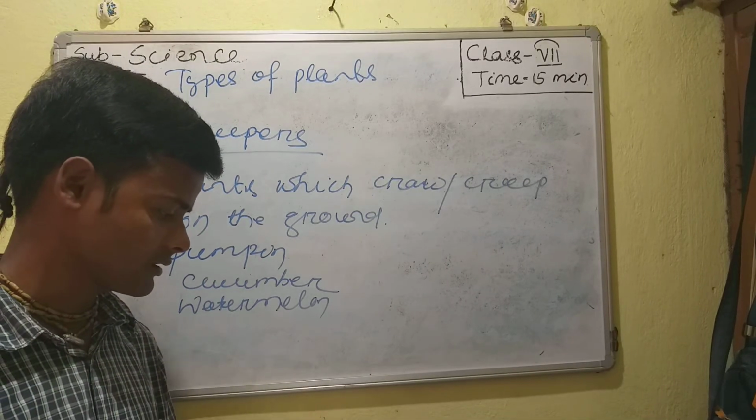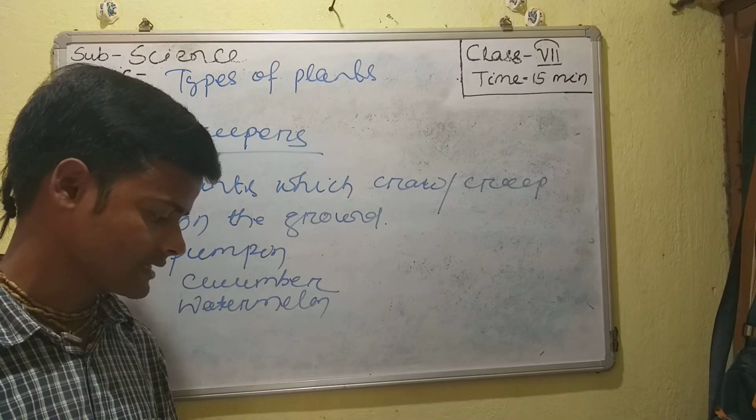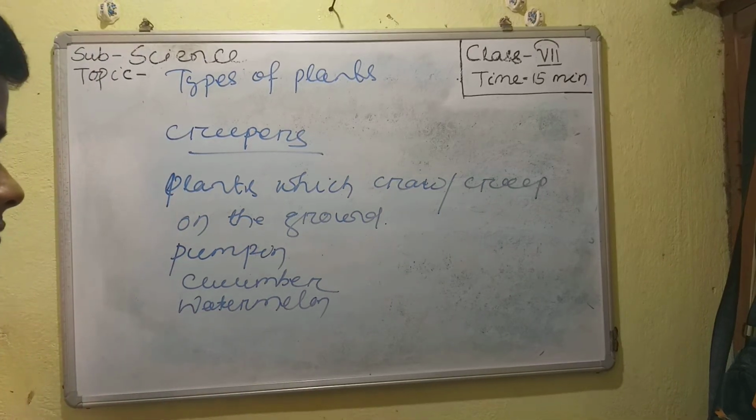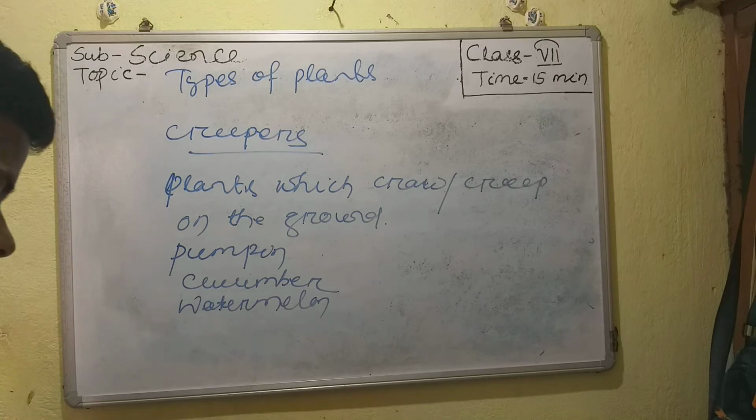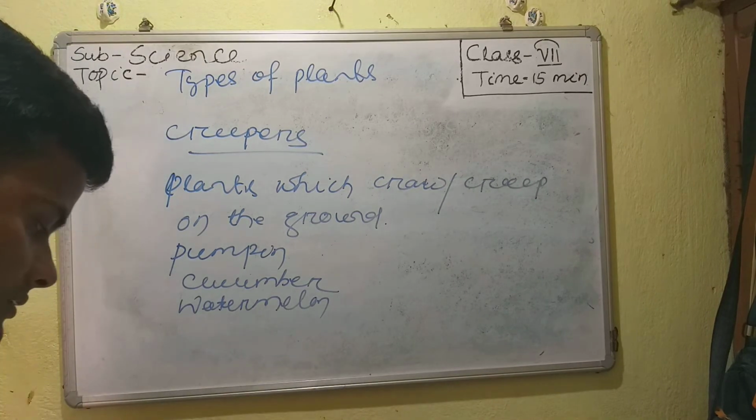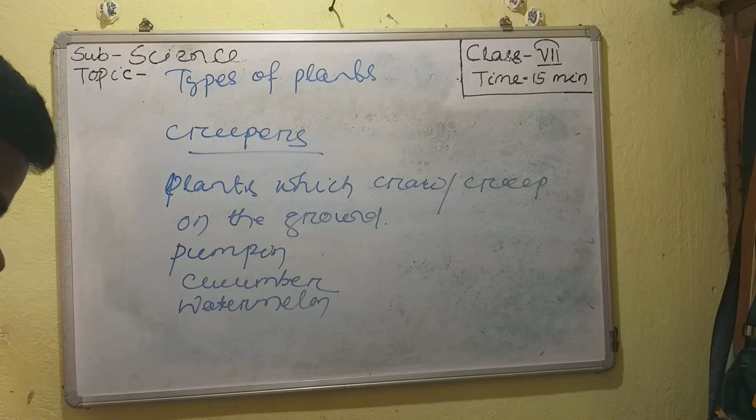Whether the following statements are true or false. Climbers crawl on the ground. It is false because climbers do not crawl on the ground. Creepers have weak stems and cannot stand upright.